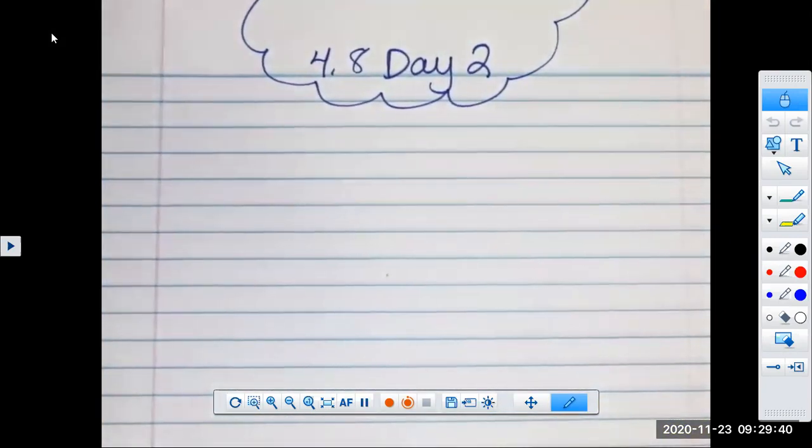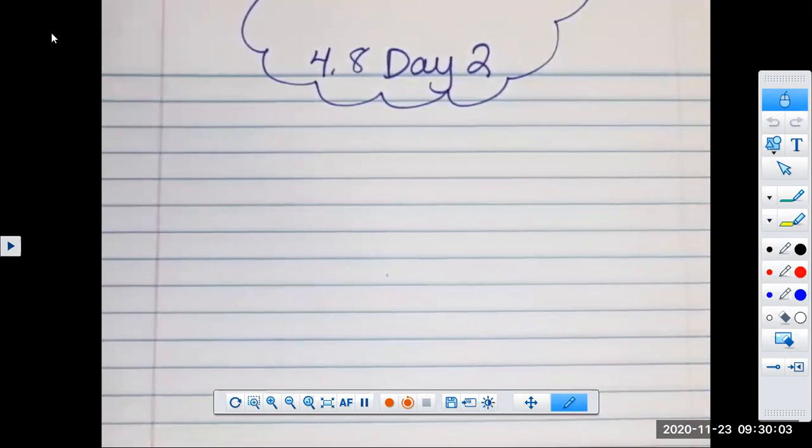Okay, today we're looking at 4.8, day 2 of complex numbers. The other day when we looked at day 1, we talked about radicals that had negative values underneath the radical, or in the radicand. And we reviewed several different problems involving that. And of course, converting them to i.